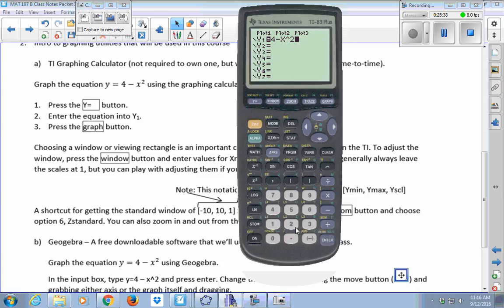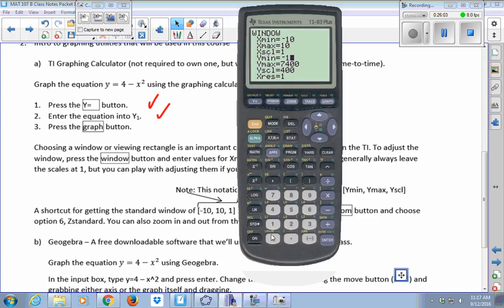We all set there? All right, so we've done step 1 and we've done step 2. We've entered our equation into y1. Now we want to graph it. So let's graph it. You hit the graph button right here. Oops, I forgot I have my window changed from the last class. Let me just go back in here.